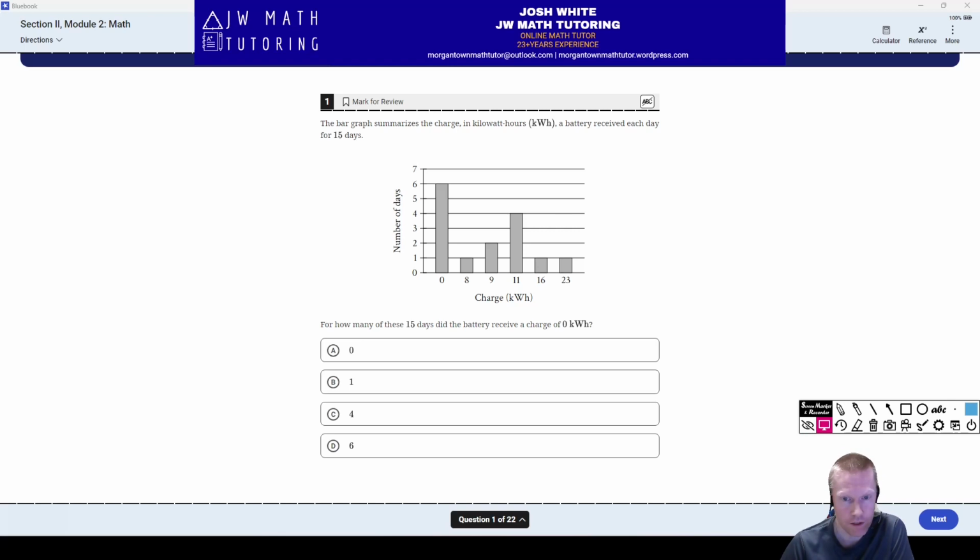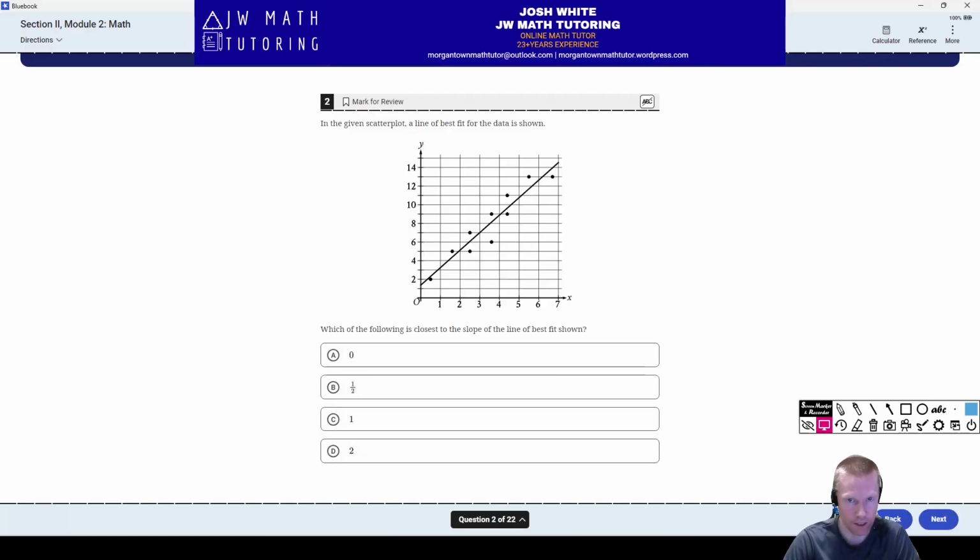First one, we have a bar graph here. For how many of these 15 days was there a charge of 0 kilowatts? Well, it's just asking for what's the value for this bar right here. Okay, so there are 6 days. That's it. We can move on to the next question.